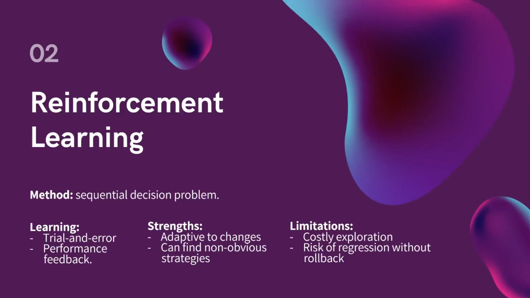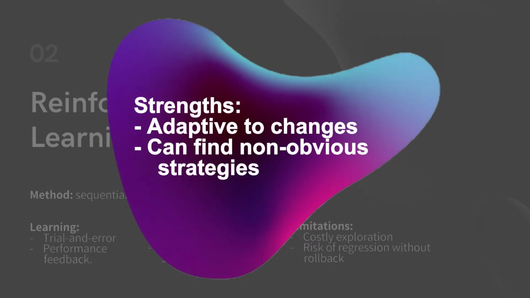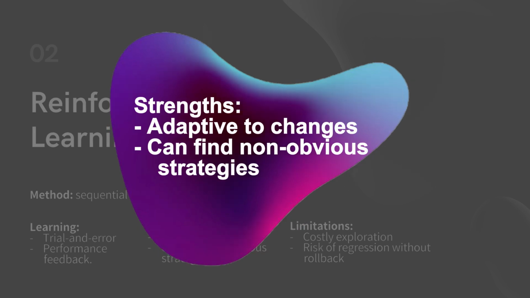The second one is reinforcement learning, which frames index selection as a sequential decision-making problem. In simple terms, the model interacts with the database through making decisions and then observes the effect on performance, adjusting based on the outcomes of its own changes. The biggest strength of reinforcement learning is its adaptability to workload changes. The model can dynamically respond to shifting workloads in real time and discover non-obvious index strategies that would not emerge from simple static trial and error.